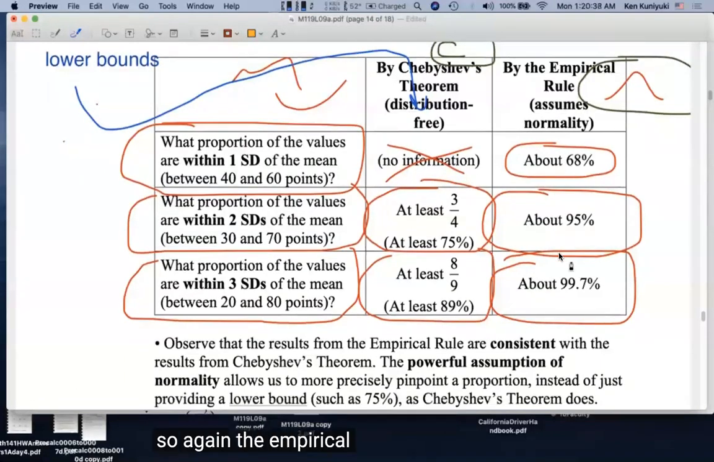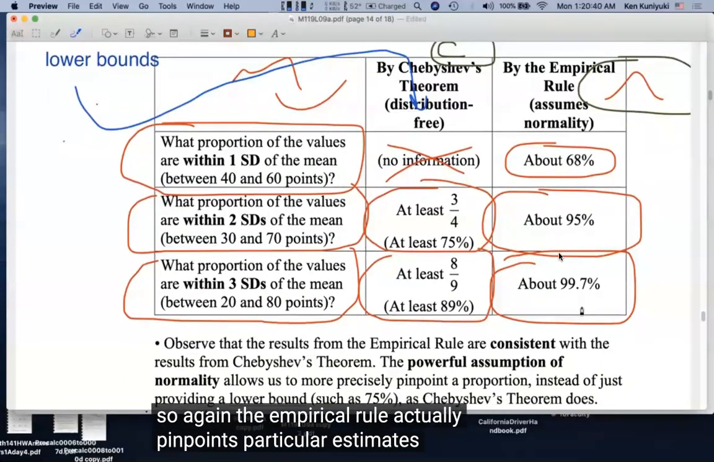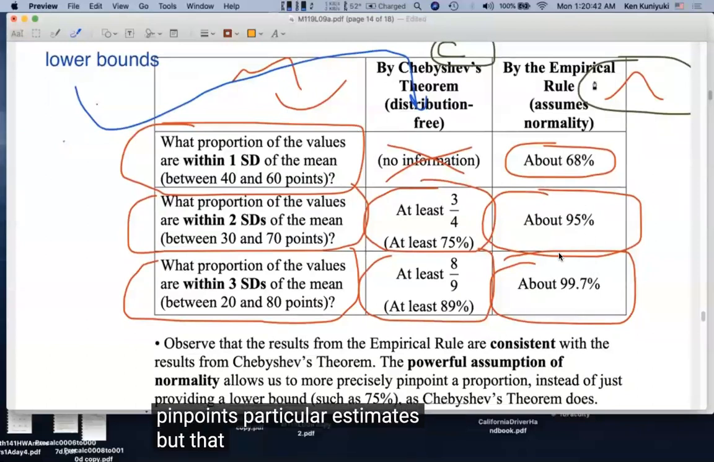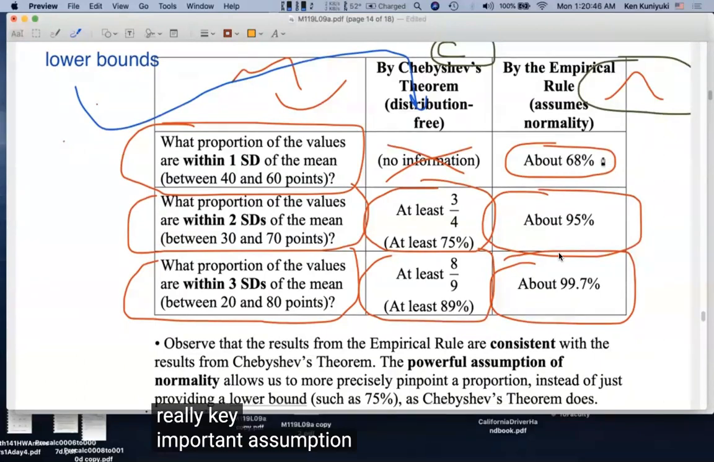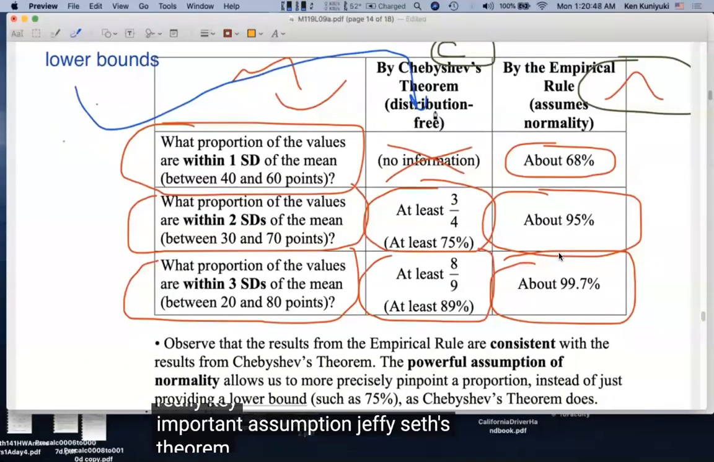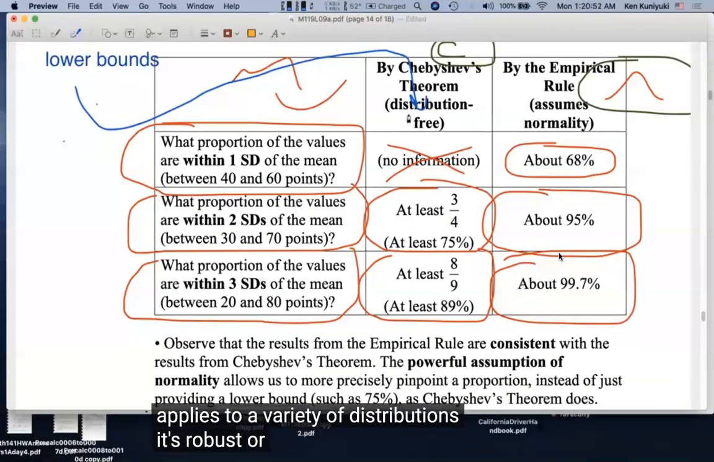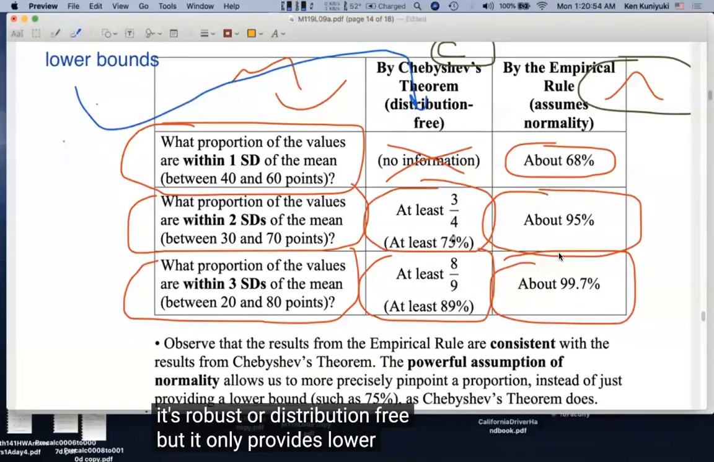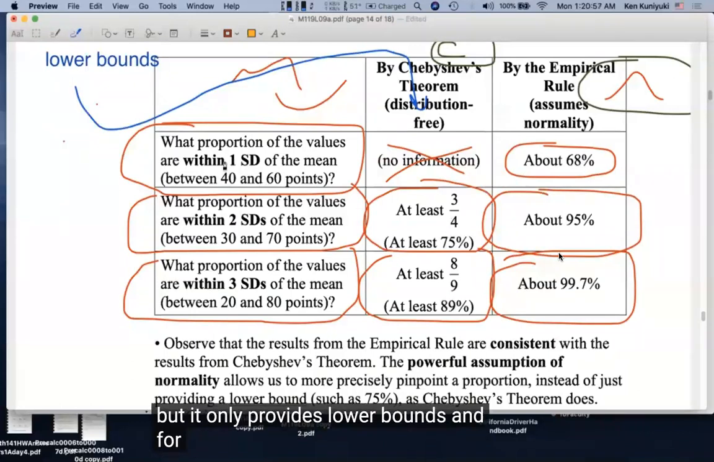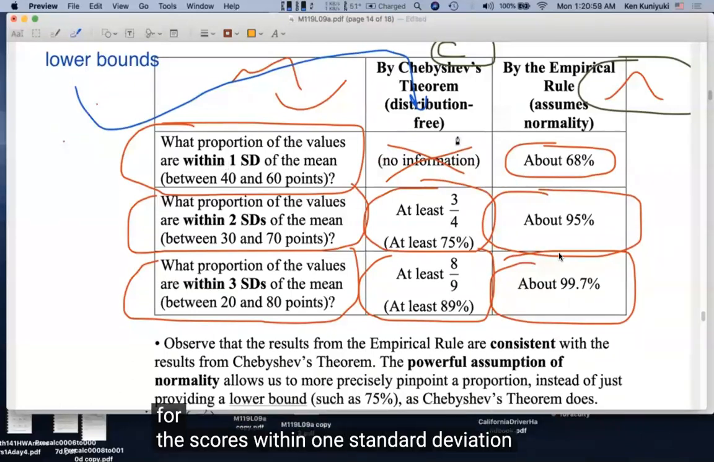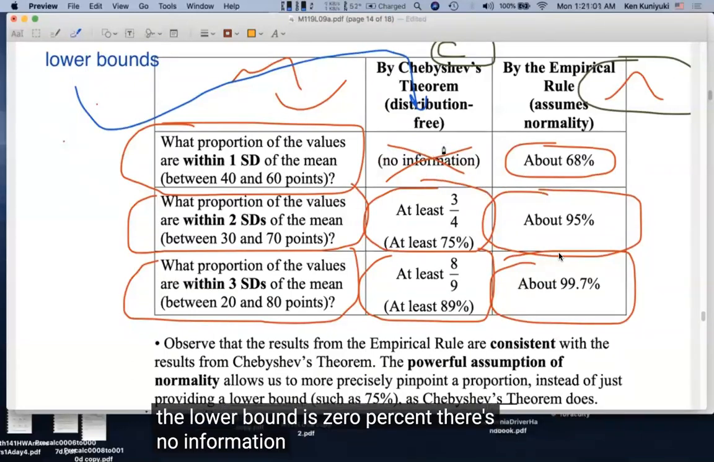So again, the empirical rule actually pinpoints particular estimates, but that assumes normality. That's a really key, important assumption. Chebyshev's theorem applies to a variety of distributions. It's robust or distribution-free, but it only provides lower bounds. And for the score that's within 1 standard deviation, the lower bound is 0%. There's no information whatsoever.